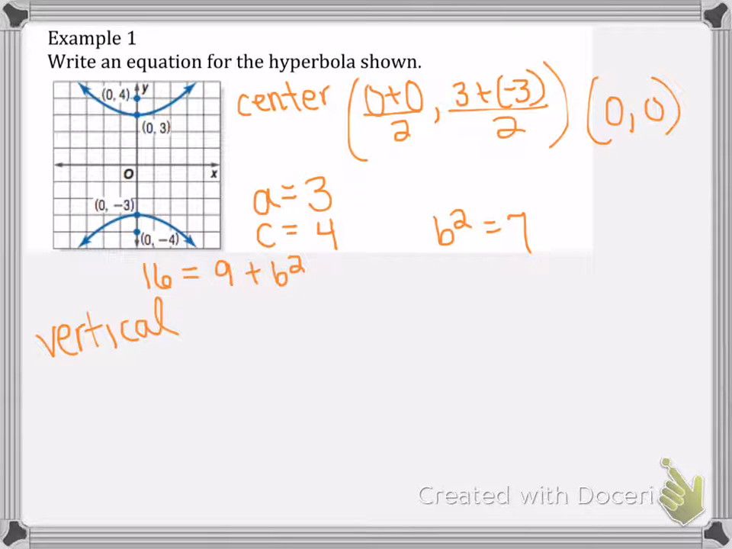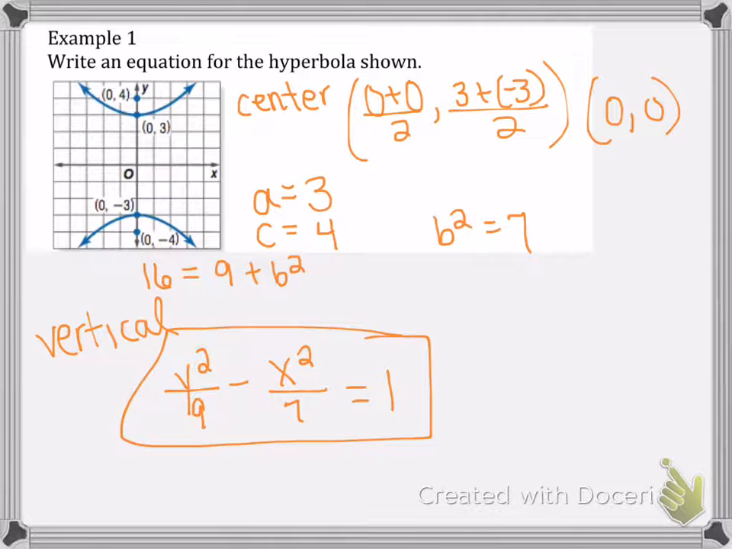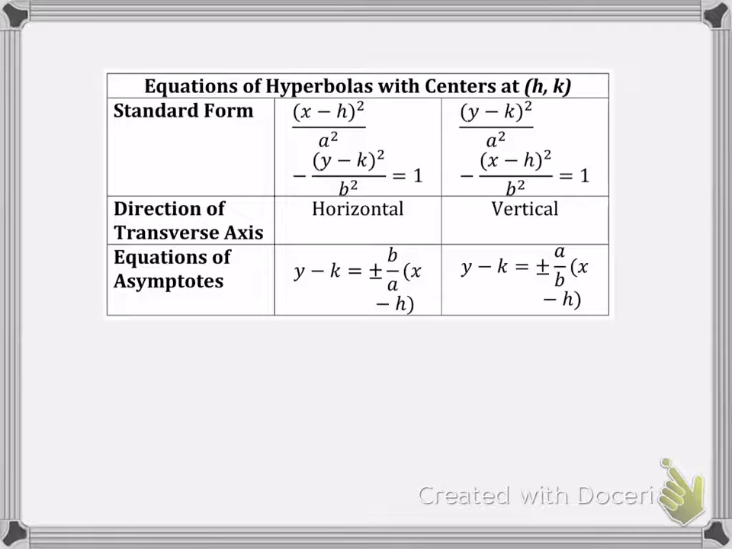So now I'm ready to write my equation. It's going to be y squared, since it's vertical, over a squared, which is 9, minus x squared over b squared equals 1. I don't have to subtract or add anything in my numerator because I'm at 0, 0. These are the equations if it's not centered at 0, so we'll take a look at a problem like that.